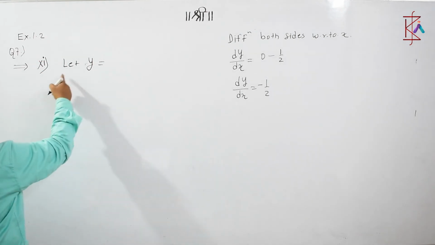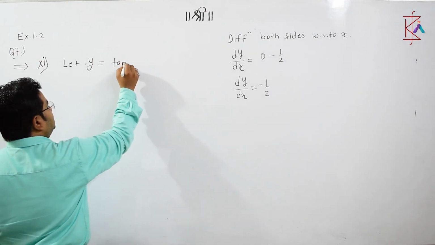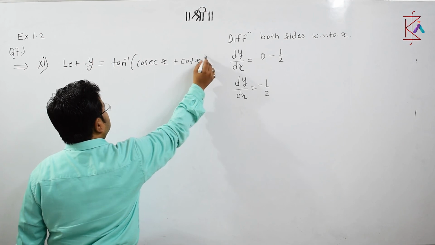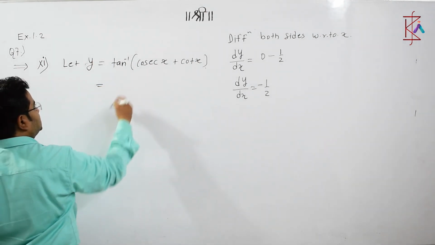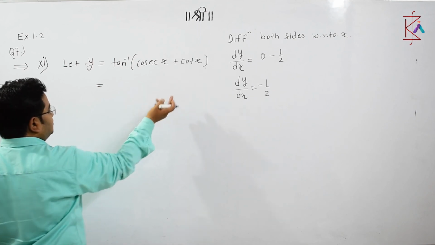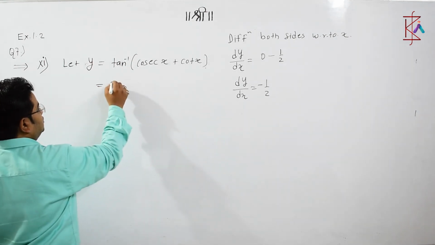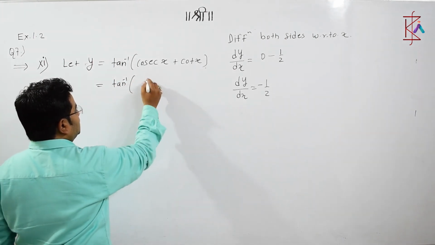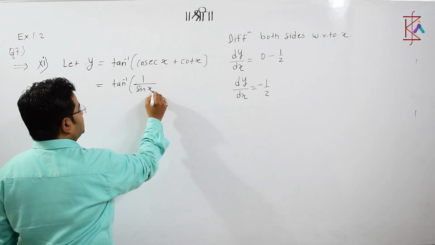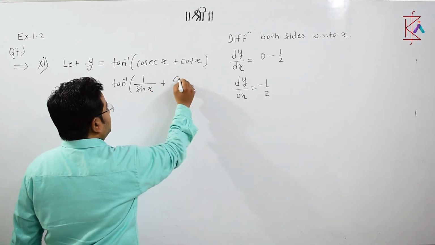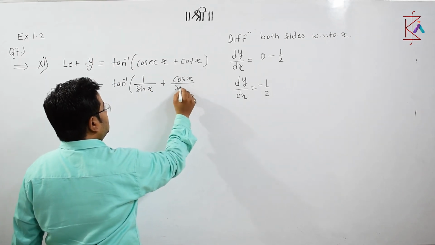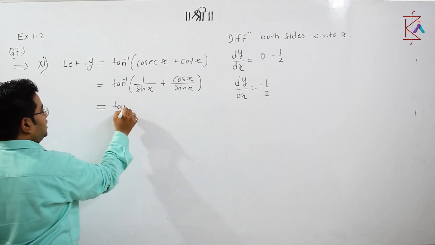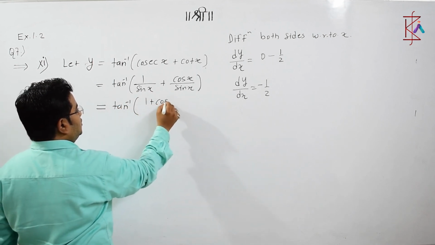Question number 11 says let y is equal to tan inverse of cosec x plus cot x. Again, what is cosec x? It is nothing but 1 upon sin x, and what is cot x? It is nothing but cos x upon sin x. So tan inverse of 1 upon sin x plus cos x upon sin x. Taking the common base, what you will get is tan inverse of 1 plus cos x divided by sin x.